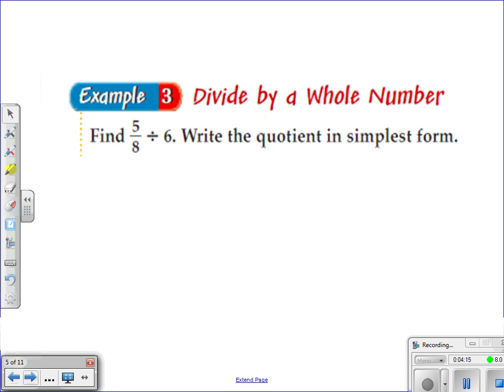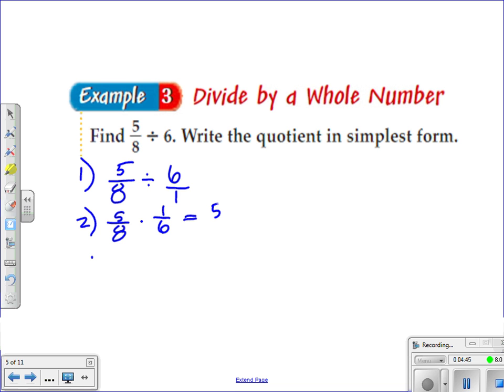All right, let's try a different one. 5/8 divided by 6. Step number 1, always write your problem down. Now, 6. Let's go ahead and change that to an improper fraction, which would be 6 over 1. Step number 2, multiply by the inverse, times 1 over 6. Don't forget to flip. And can we cross reduce here? I'm not seeing anything. So then we just multiply straight across. 5 times 1 and 8 times 6 equals 5 over 48. So there's our answer, 5 over 48.